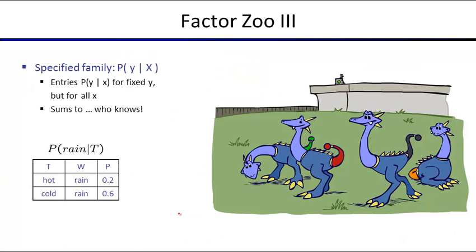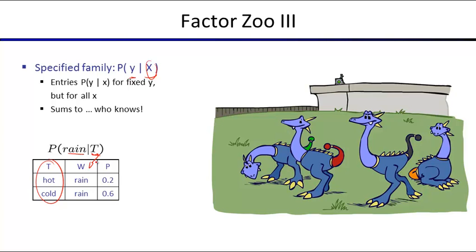Here's a specified family. This is kind of the weird one. What happens here is this is not a distribution in the sense that we've been looking at before. It's not even a distribution in any other sense. It's just saying I'm going to fix the head and let the tail vary. You can do that. Nothing stops you from doing that. Building a table that lets x vary and y is fixed. In this case, rain is fixed. Temperature is the variable. So we have variation here. This one's fixed.